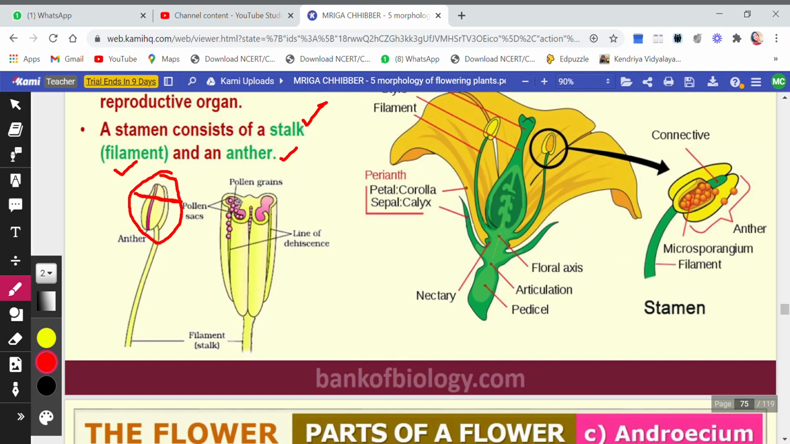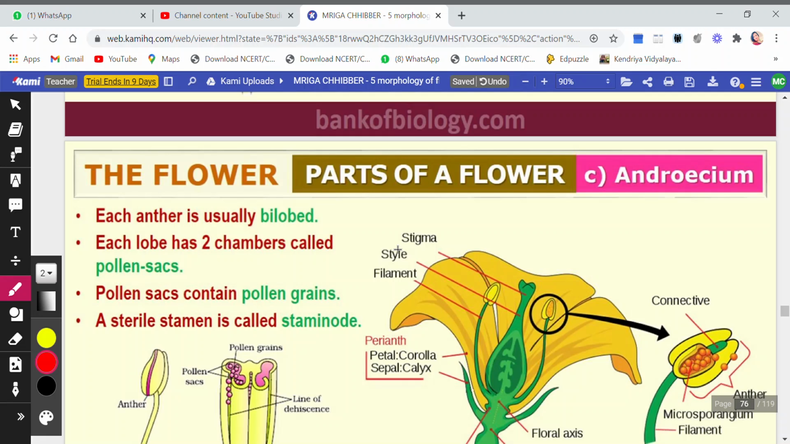And there are four pollen sacs. You can see 1, 2, 3, 4. So there are two lobes. This is lobe number 1 and this is lobe number 2. So there are two lobes and each lobe has two sacs. So all in all there are four pollen sacs which are filled with pollen grains. Right? They are filled with pollen grains.